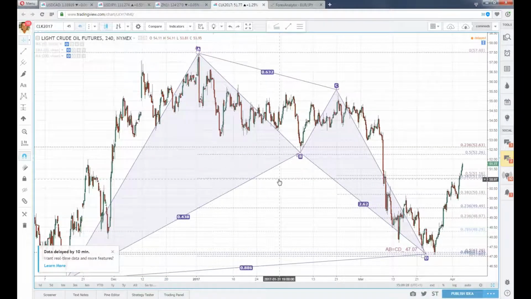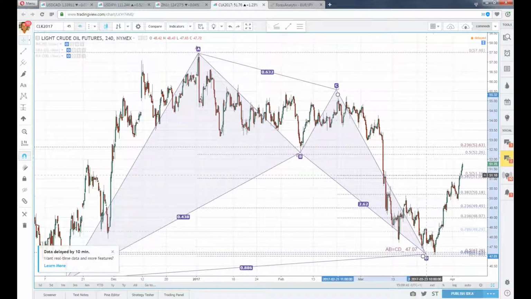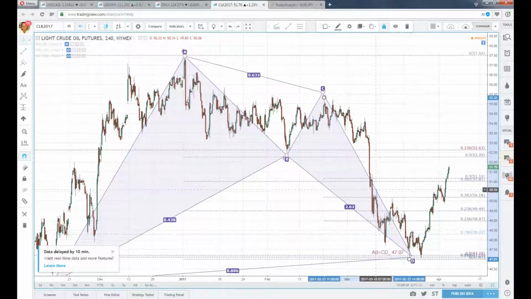So for me, everything lines up. If you bounce off of 50%, you're always looking for either a 1.618 or a 2.618 extension. It was an ABCD, and it was the 886, which makes it a back pattern. And they always retrace back patterns, reverse really hard. They're always sharp reversals.